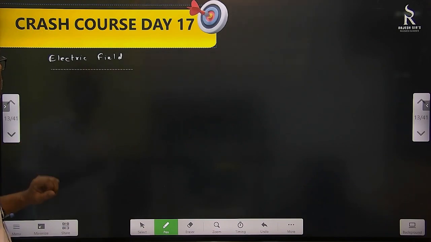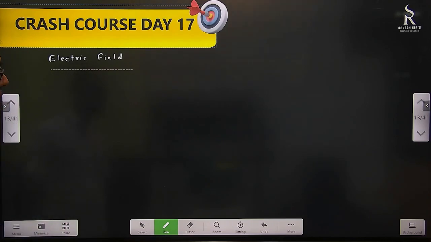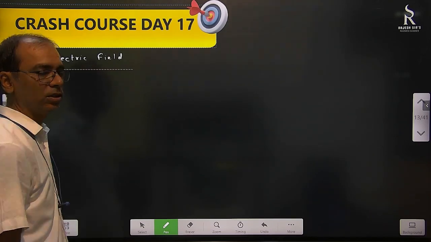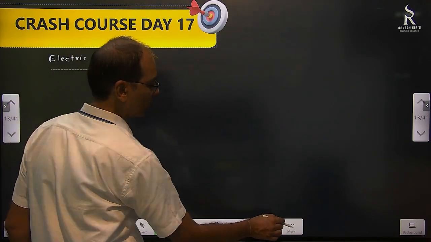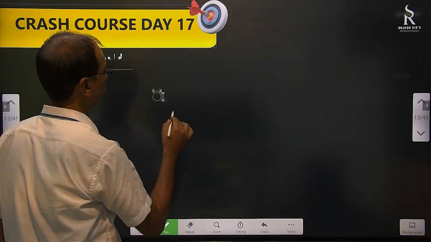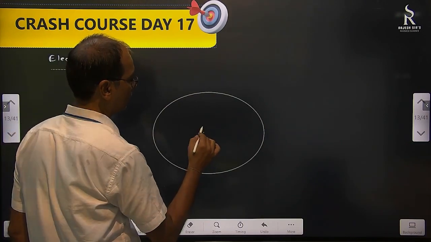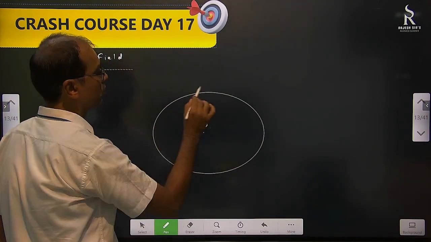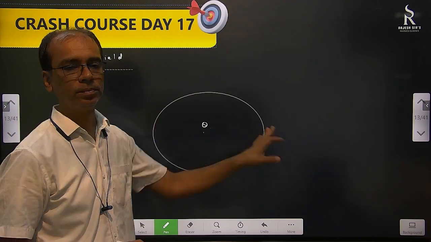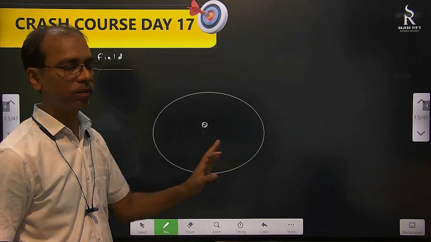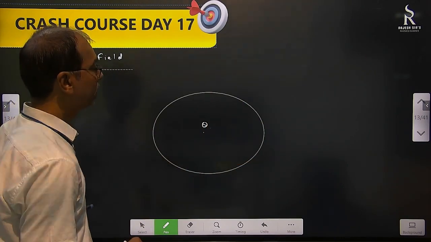Then what else? We have electric field. Electric field is a region around the charge in which the electrostatic force due to a particular charge can be experienced, right? So electric field is something like this. Suppose it is like this, and here is charge Q we are keeping. Because of this charge Q, you can find the force of this charge Q within this field. If you go out, this Q charge is not going to apply any force on you. But when you come inside, it will apply force.